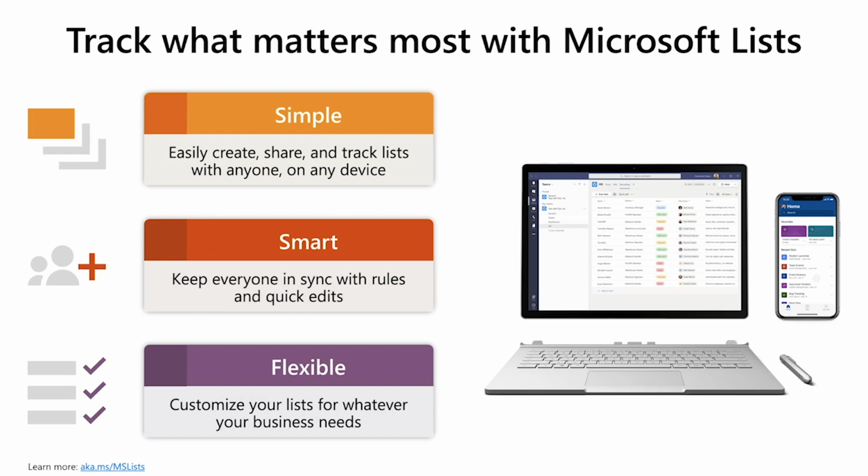Throughout this presentation, we're going to cover some of the ways we've designed lists to be simple, smart, and flexible, and so that they're easy to create, easy to share, accessible across several different devices. You can start the web app using the Microsoft 365 app launcher, or you can just go inside Teams and start creating a list. We've made it really easy to develop rules based on the type of information you're tracking. So when something changes in a list, it can trigger an email or a notification in Teams.